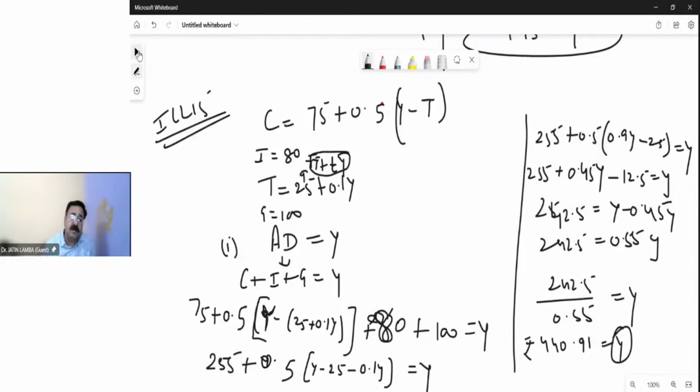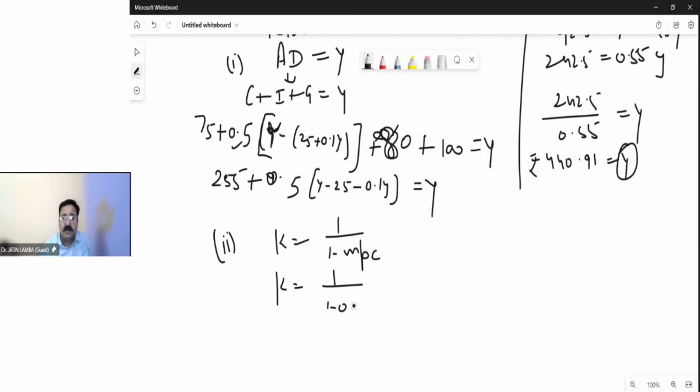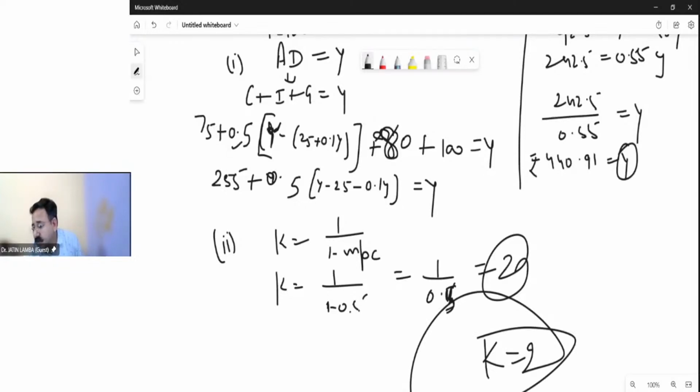And in the second part, you also have to find the investment multiplier. What is the formula? 1 upon 1 minus MPC. What is the MPC here, bachcho? MPC is 0.5, B is 0.5. So K is equal to 1 upon 1 minus 0.5, that is 1 upon 0.5, that is 10 by 5, that is 2. So the investment multiplier is 2. Is it clear, bachcho? Is there any doubt? You can ask right now.